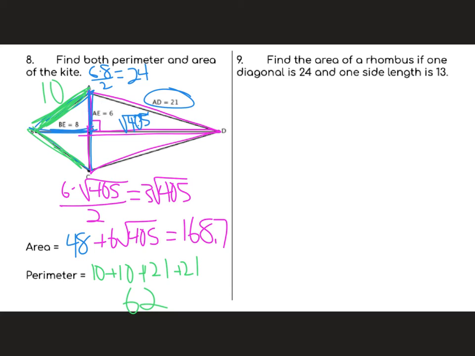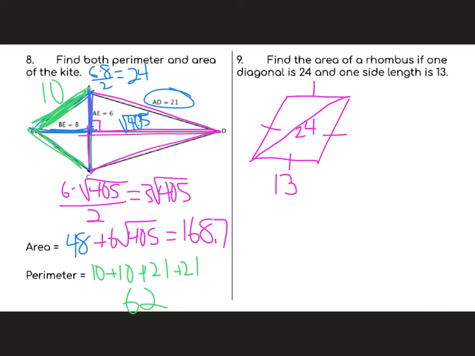Find the area of a rhombus. Okay, I can draw a rhombus. Let me go ahead and draw a rhombus. A rhombus is like a square, but doesn't have to have right angles. One diagonal is 24. And one side length is 13. So the side length there is 13.